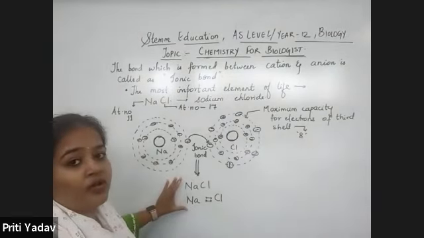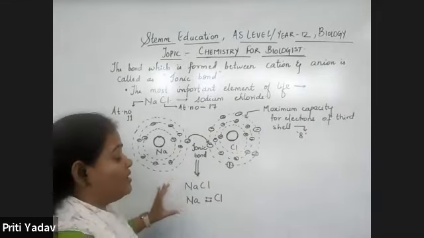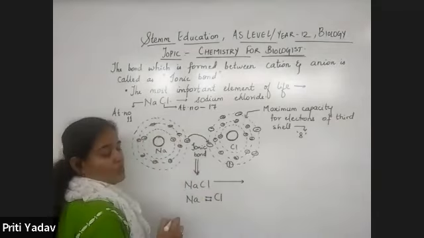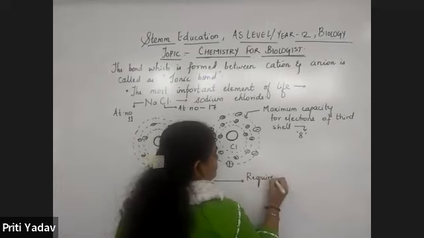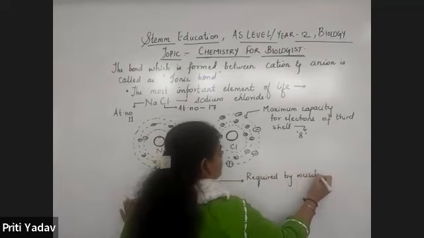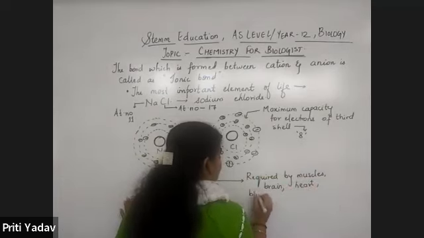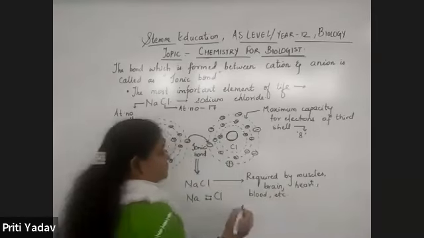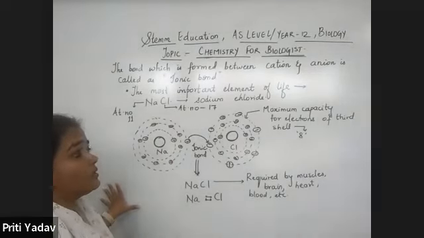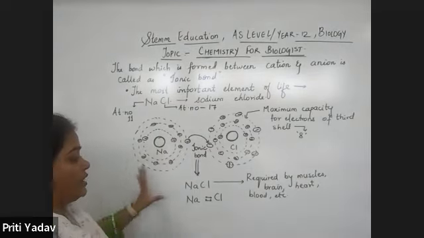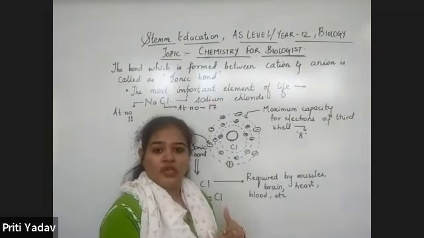Sodium chloride is the most important substance for life. Why do we say sodium chloride is the most important substance? From a biological point of view, this is an important compound required by muscles, brain, heart, blood, etc. So this is the chemistry for biologists, with sodium chloride showing an ionic bond combining the two together.